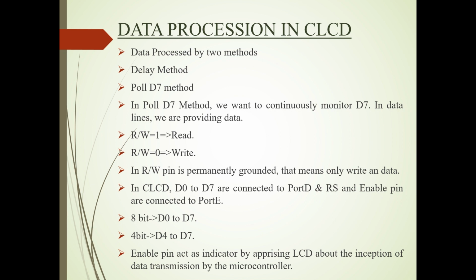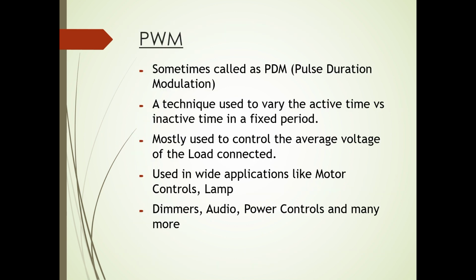In CLCD, D0 to D7, that is data 0 to data 7, are connected to port D, and the RS and enable pins are connected to port E. For 8-bit it is connected from D0 to D7, and for 4-bit it is connected from D4 to D7. The enable pin acts as an indicator, apprising the LCD about the inception of data transmission by the microcontroller.